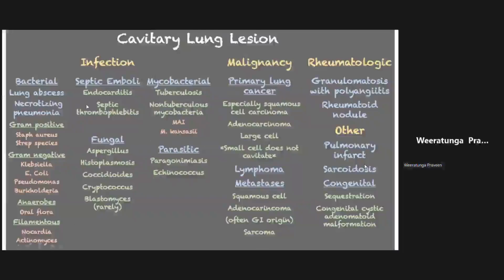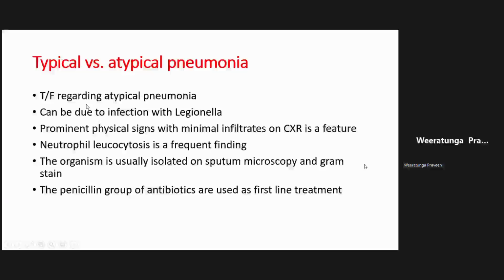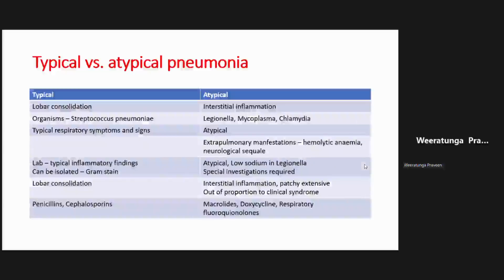Now the next MCQ is based on the difference between typical and atypical pneumonia. Now this typical atypical pneumonia concept is slightly outdated but still used. And in MCQs you will encounter this terminology. Now I'll come back to this MCQ. In the next slide I have given you a summary of the differences between typical pneumonia and atypical pneumonia.